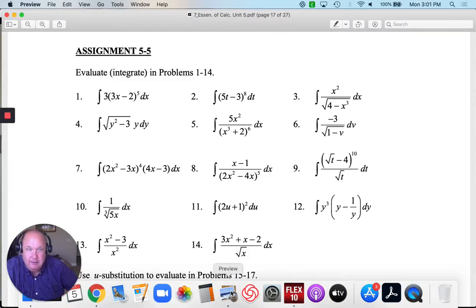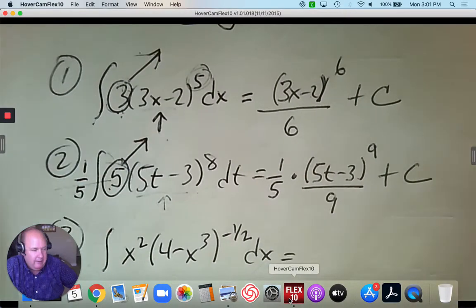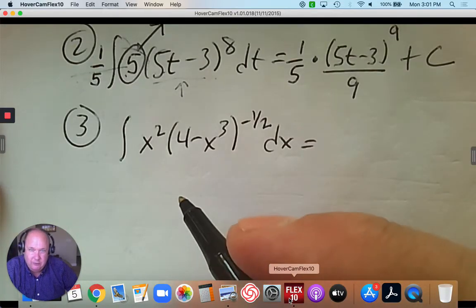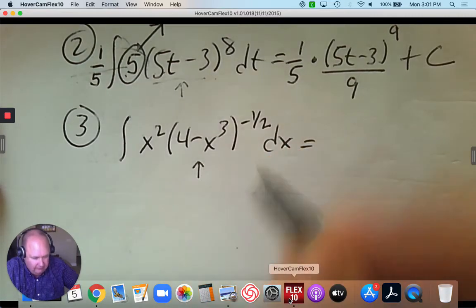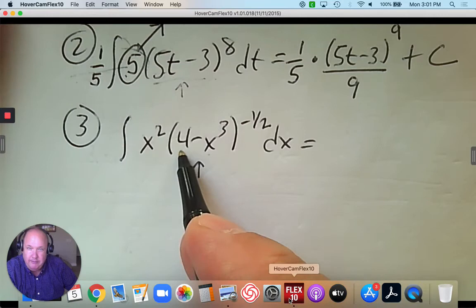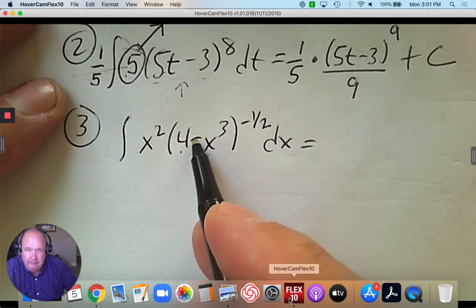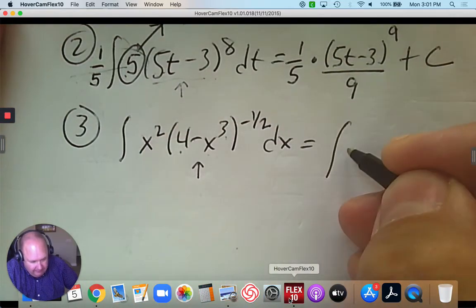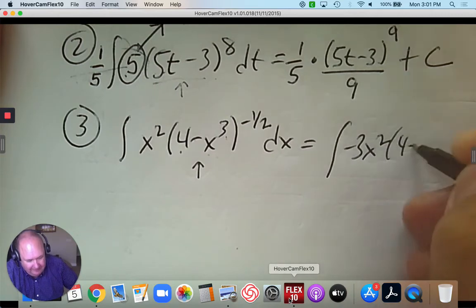Again, I'm going to write this calculus friendly. So I have x squared, but I'm going to write 4 subtract x cubed to the exponent negative 1/2. So right away, I write it in a calculus friendly way so I can do calculus rules to be able to integrate, antiderivative. What is the derivative of this base? And the derivative of 4 is 0. And the derivative of negative x cubed is negative 3x squared. So I'm going to write negative 3x squared. That's the hook that I need.